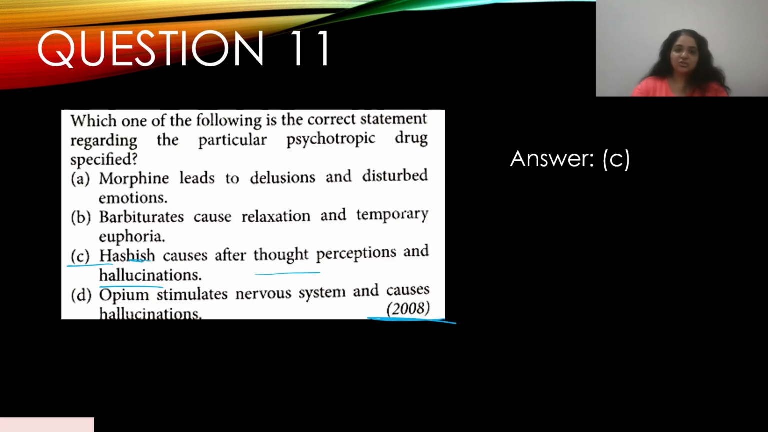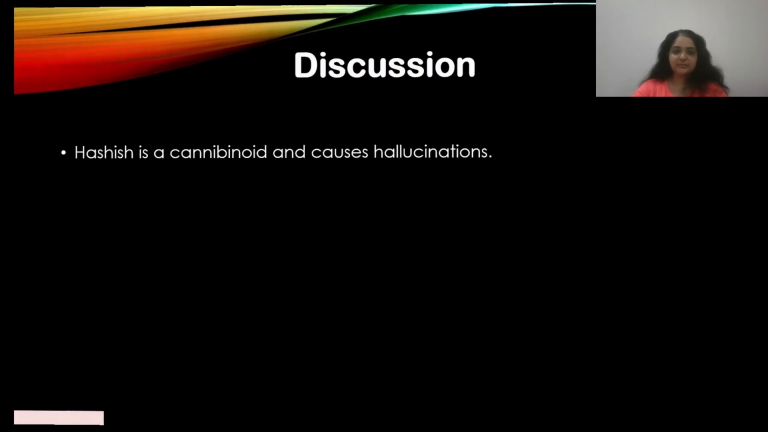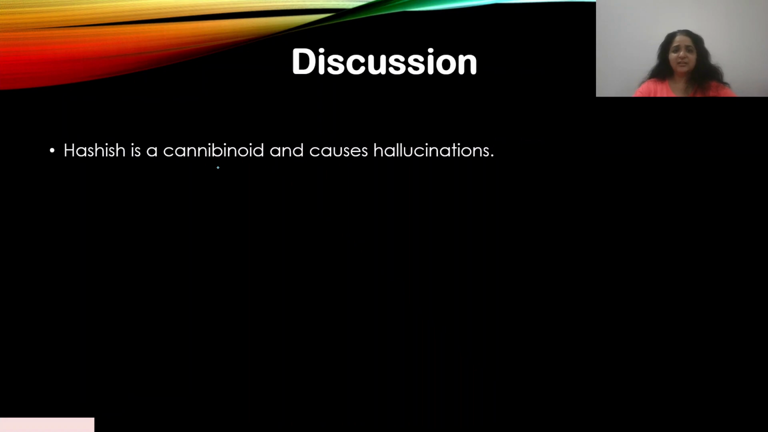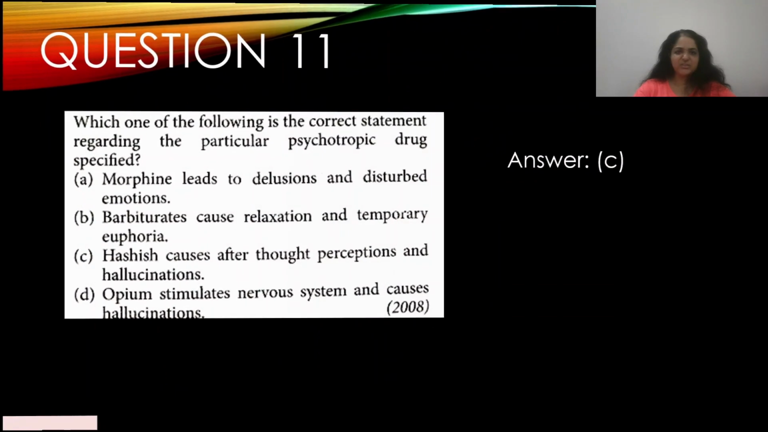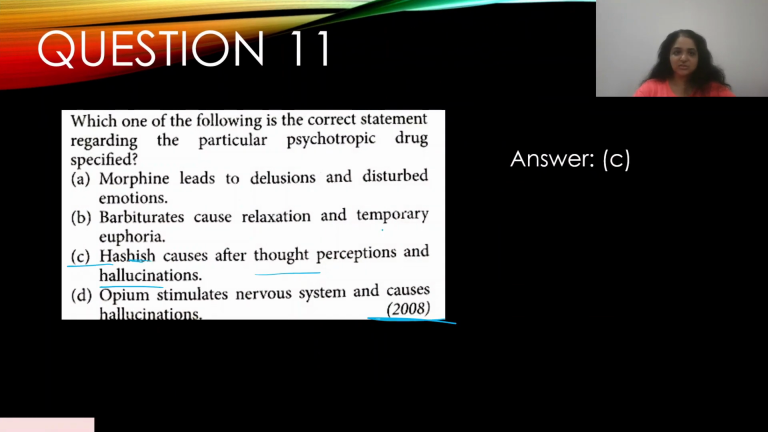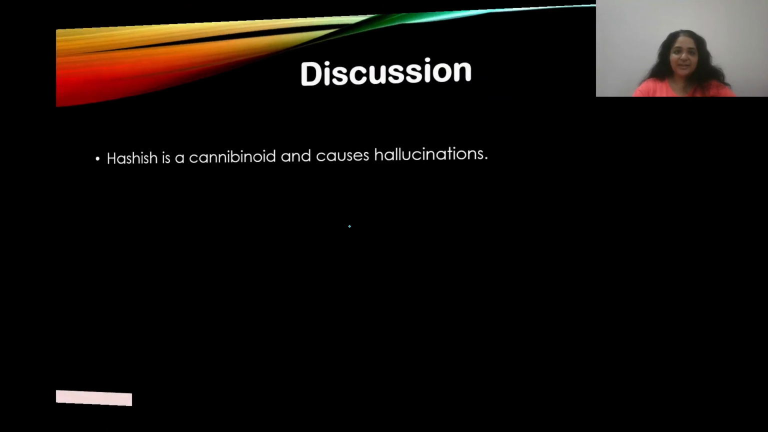So hashish causes afterthought, perceptions, and hallucinations. Answer is C. Hashish is a cannabinoid, and it causes hallucinations. Remember this term. If you ever come across it, you know that it's a cannabinoid and it causes hallucinations. The other answers, A, B, and D, obviously didn't fit the question. So C is the appropriate answer. Okay, let's move on then.